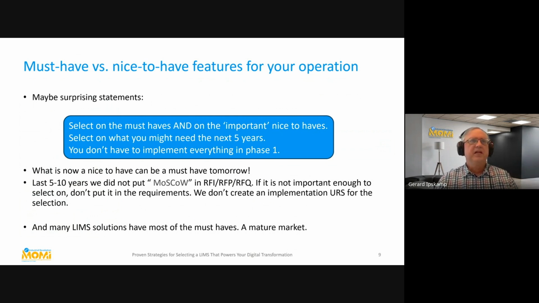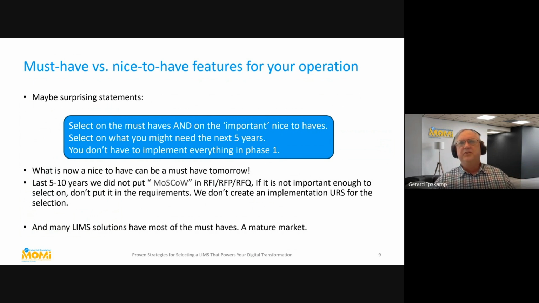Because of that, in the last 5 to 10 years, we did not use what is called in literature the MoSCoW methodology. So finding and deciding and discussing what is a must-have and a should-have and a could-have and a would-have, etc., etc. We do it differently. If it's not important enough to select on, then we don't put it into the requirements. Nice-to-haves are nice-to-haves, and if you don't want to select on it, then it's not important enough.